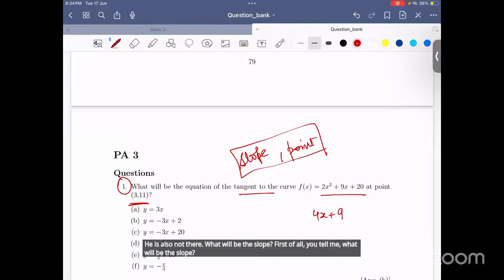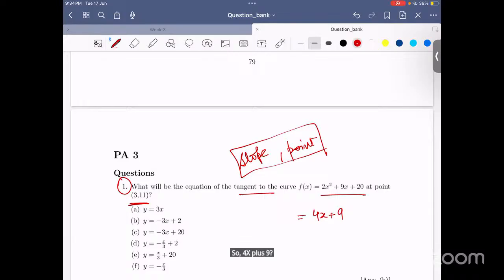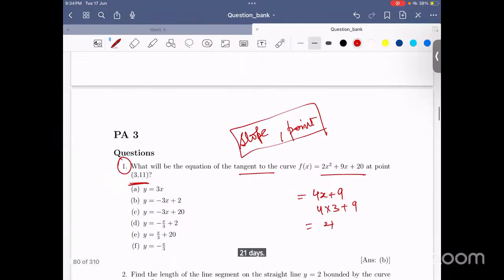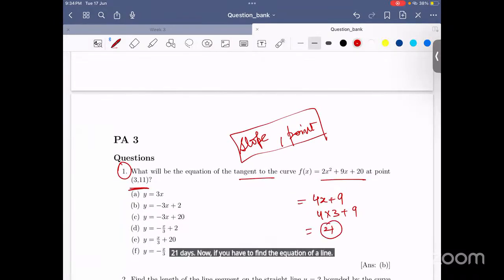Sir, 4x plus 9. Correct. If you put the value of 3, 4 times 3 plus 9, we'll be getting 21, right? Now if you have to find the equation of a line that has a slope of 21, I guess none of the options is correct, sir.